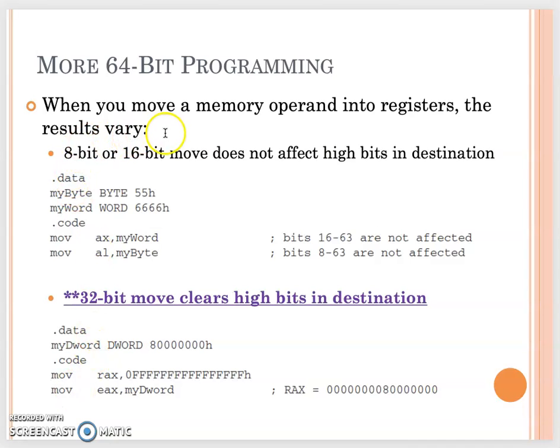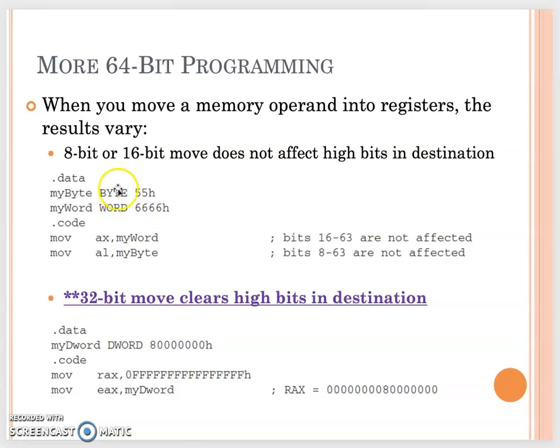So then the other thing is, if you want to move a memory operand into the register, you need to be careful that you do need to match your data size. For example, here I have my byte is 1 byte. My word is 2 byte memory operand. So then my word actually only can move to the 2 byte register. Then my byte for 1 byte only can move to AL for 1 byte.